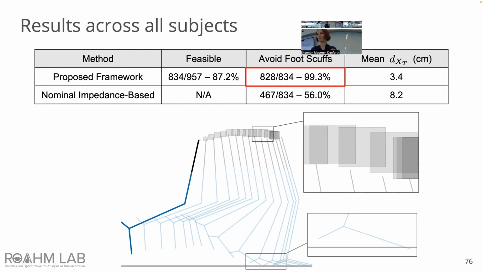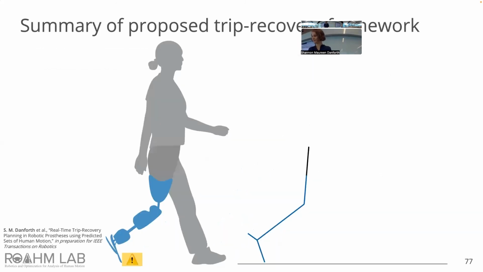So one solution to get this up to 100% avoid foot scuffs is to increase those confidence bounds on our hip predictions in order to have a larger reachable set that we're planning for. However, with larger reachable sets, we'll probably get more toe ground intersection and likely get some higher infeasibility rates for our optimization problem. So we have to balance those two objectives.